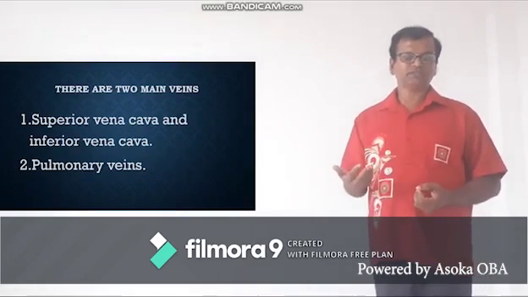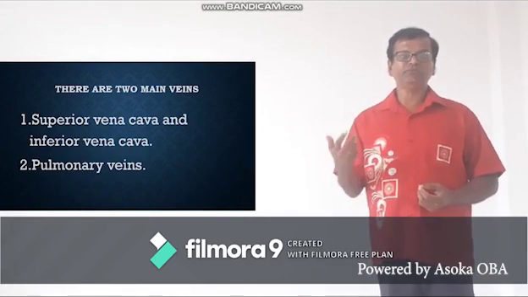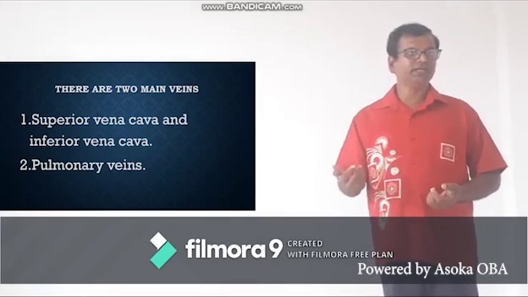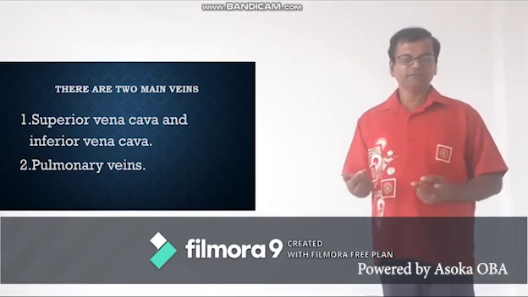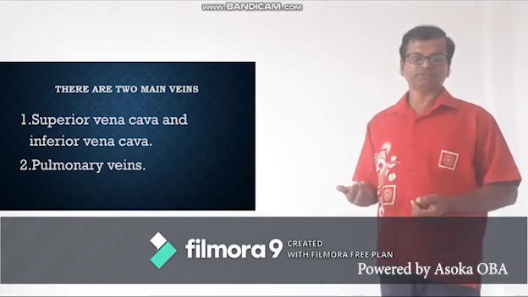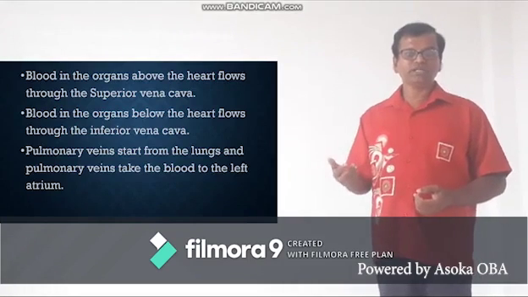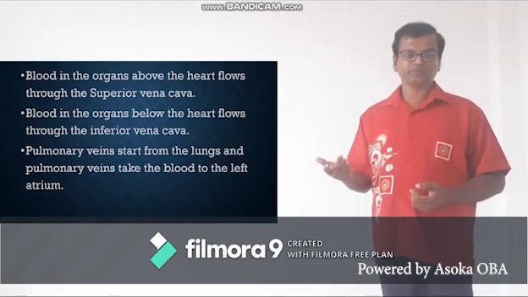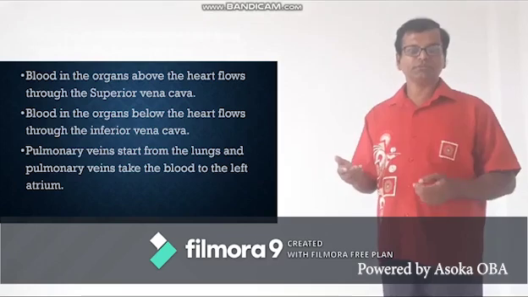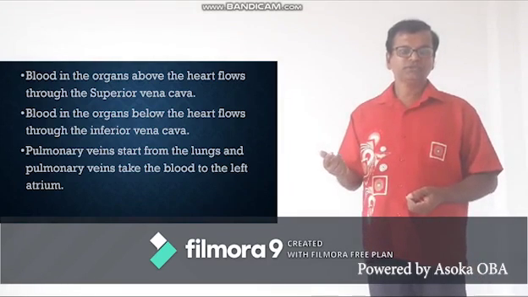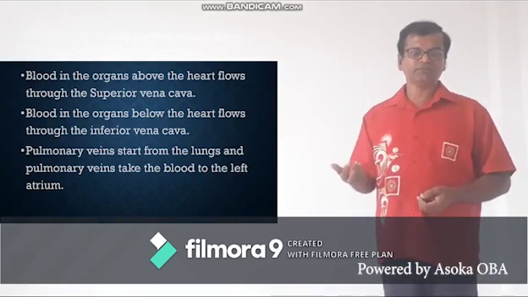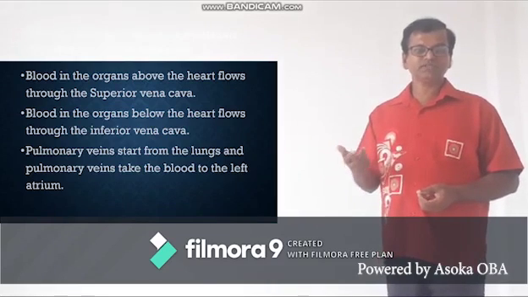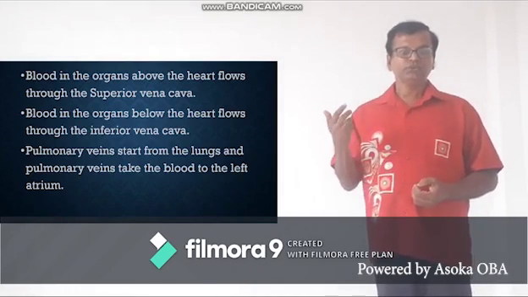There are two main veins. The first one, superior vena cava and inferior vena cava. The second, pulmonary vein. Blood in the organs above the heart flows through the superior vena cava. Blood in the organs below the heart flows through the inferior vena cava. Pulmonary veins start from the lungs, and pulmonary veins take the blood to the left atrium.